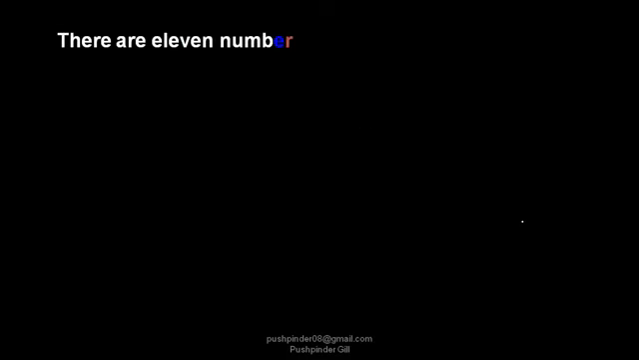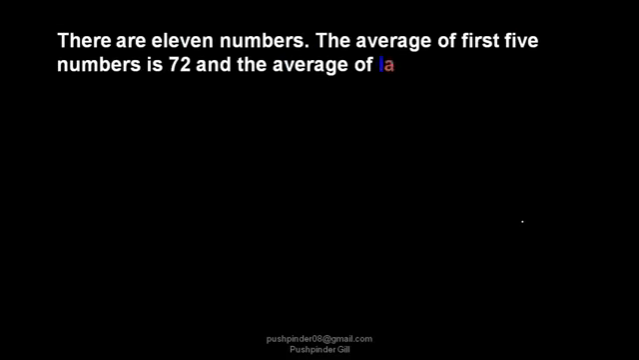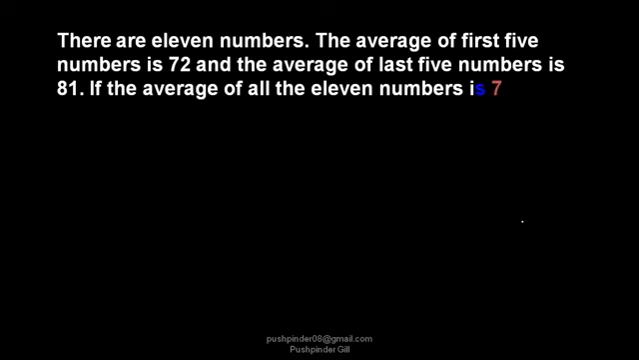Let's move forward. Now let's see a good question that you can very well solve using this technique. There are 11 numbers. The average of the first 5 numbers is 72 and the average of the last 5 numbers is 81. If the average of all the 11 numbers is 78, you have to find the middle number.